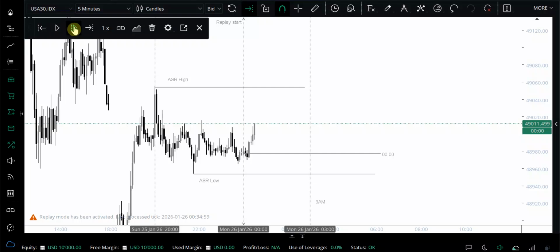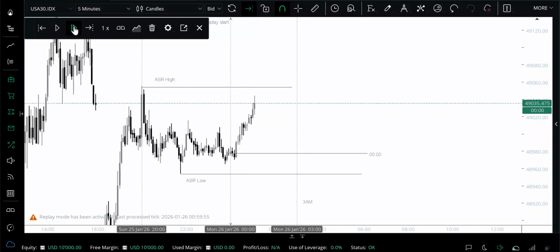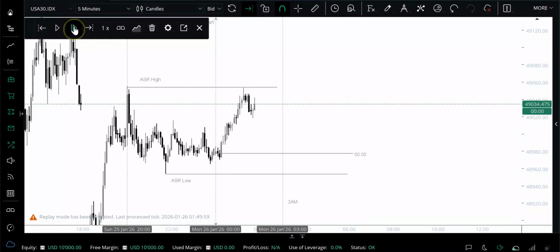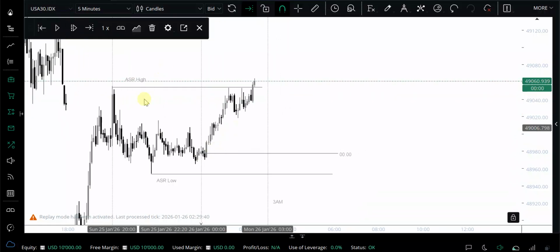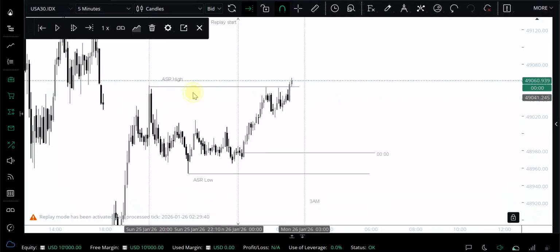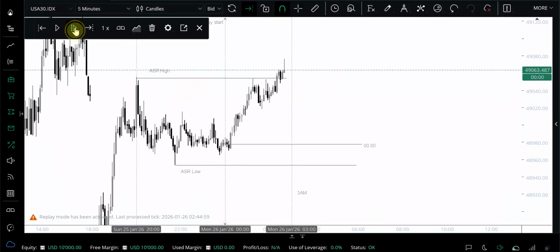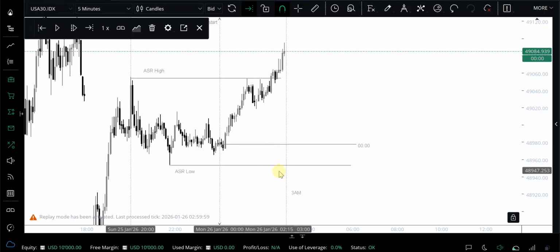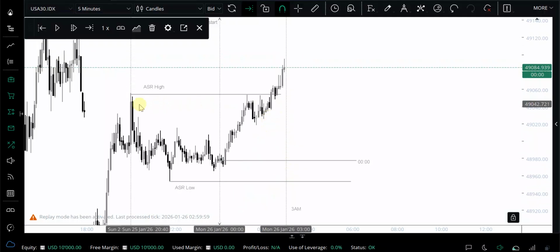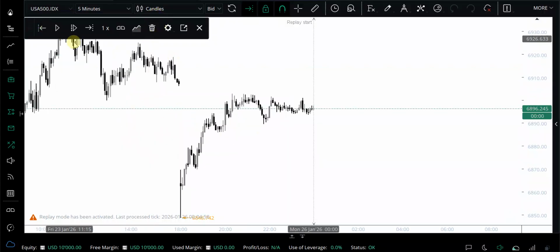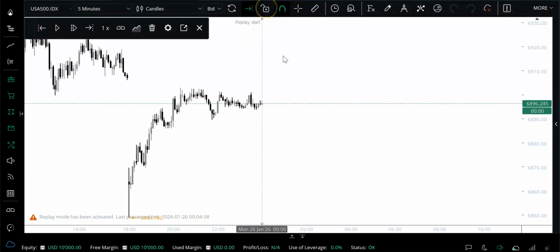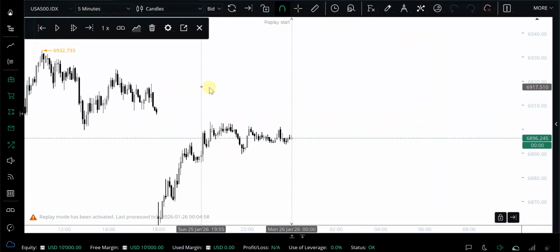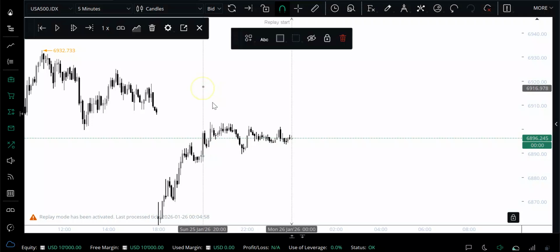So now you can also see, approaching the London open, price is now taking out the Asian high right before the London open. So that is something I identify. That is US 30. Then I go to US 500, which is ES. I do the same thing. So I mark out the Asian session. That is 8 p.m.